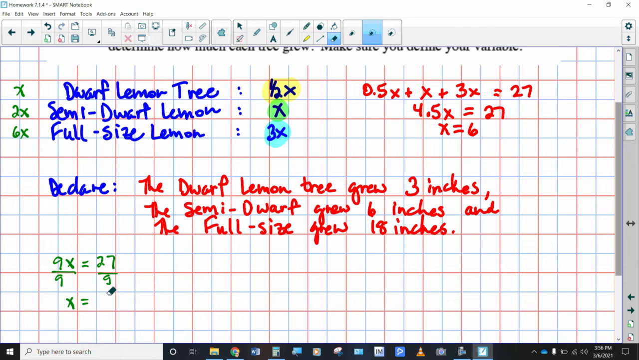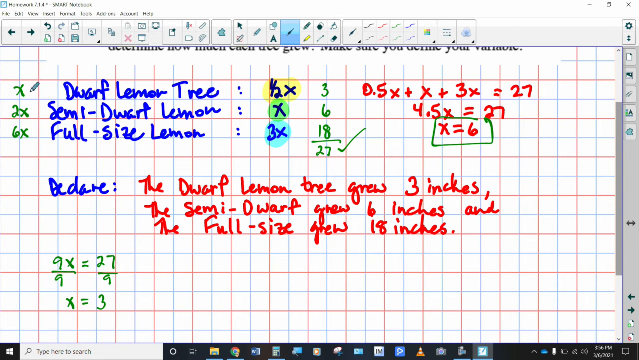Sorry, hold on. Not a G. That would be 3. And is that what we're saying? That means x, which is the dwarf lemon tree, would be 3, which makes this guy 6. And that's what we said there was 6, which would make this guy 18. And all together, 9 and 18, that's 27. Yes, that works as well.